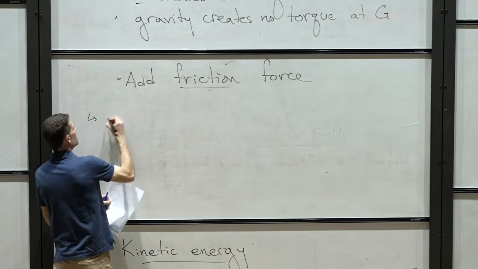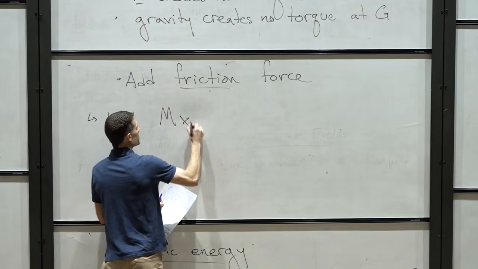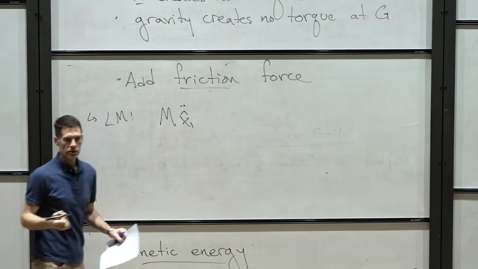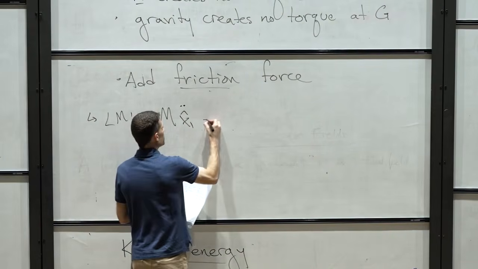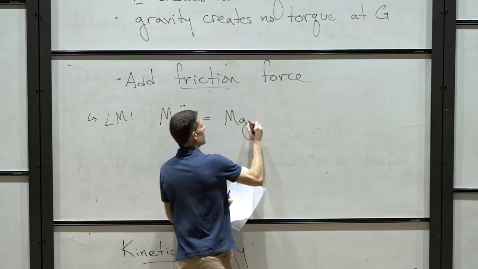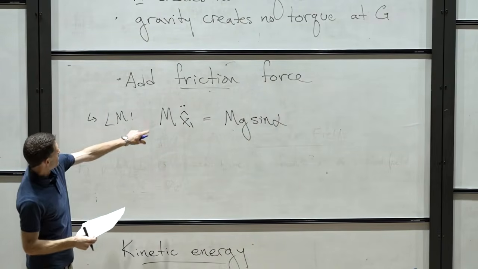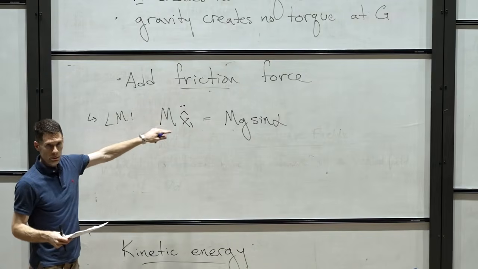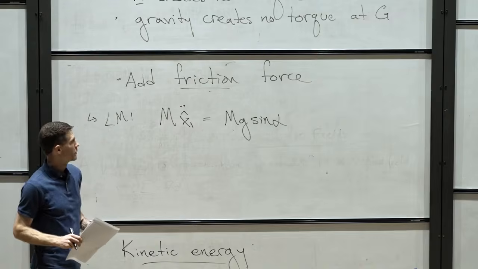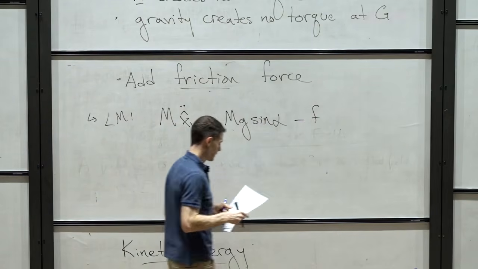So finally, we can complete linear momentum: m x1, slightly ugly, x1 hat dot dot, is gravity projected into the E1 hat, which is mg sine alpha. The normal reaction doesn't appear here. The normal reaction is just balancing the fact that it's not moving in the E2 hat. So I also have the friction force, which is pointing uphill, so minus f.